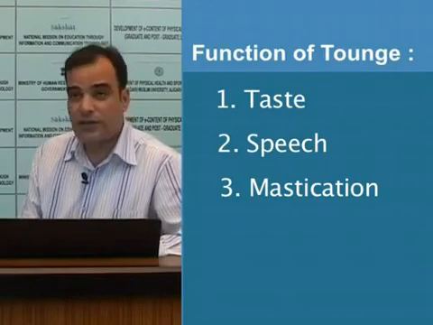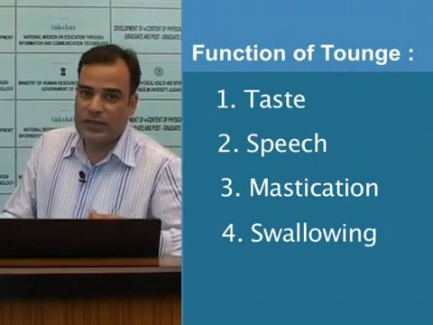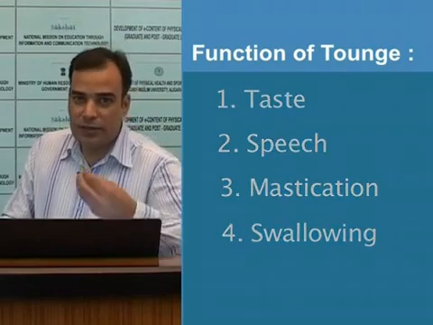And another function which the tongue performs is swallowing. When the food is chewed properly and is ready to be swallowed, it's our tongue that pushes it backward towards our pharynx. The tongue is lifted upwards and backwards, and it pushes the food into the pharynx. So the tongue also helps us in swallowing. So the functions of the tongue are taste, speech, mastication, and swallowing.